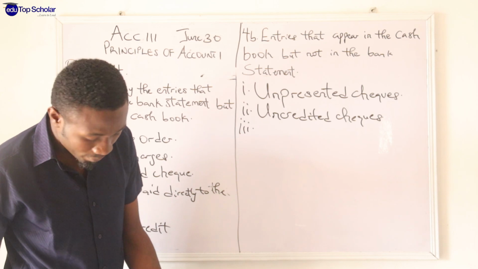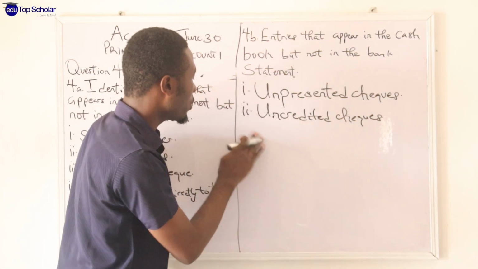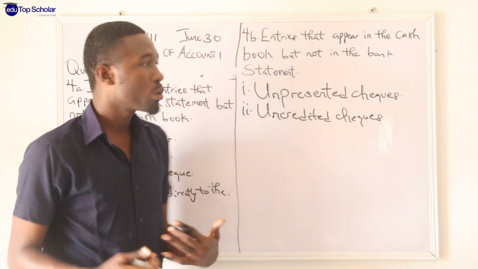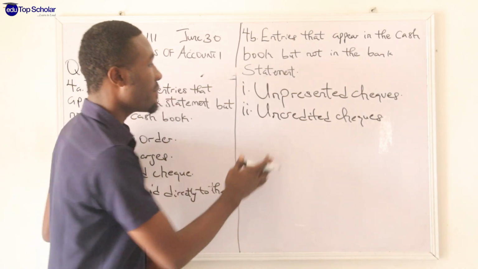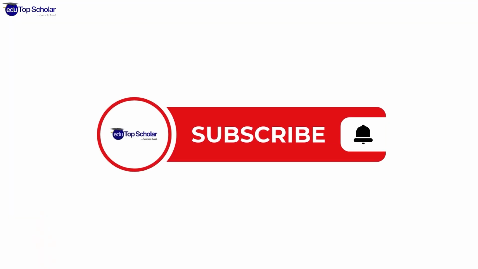So for this question, you were asked to identify entries that appear, and these are essentially what you have. You don't have so many things that appear in your cash book and not in the bank statement, because it is your own book, so you have the majority of the transactions, but the bank is not the one running the business, so you have very limited things that appear in your cash book and do not appear in the bank statement.